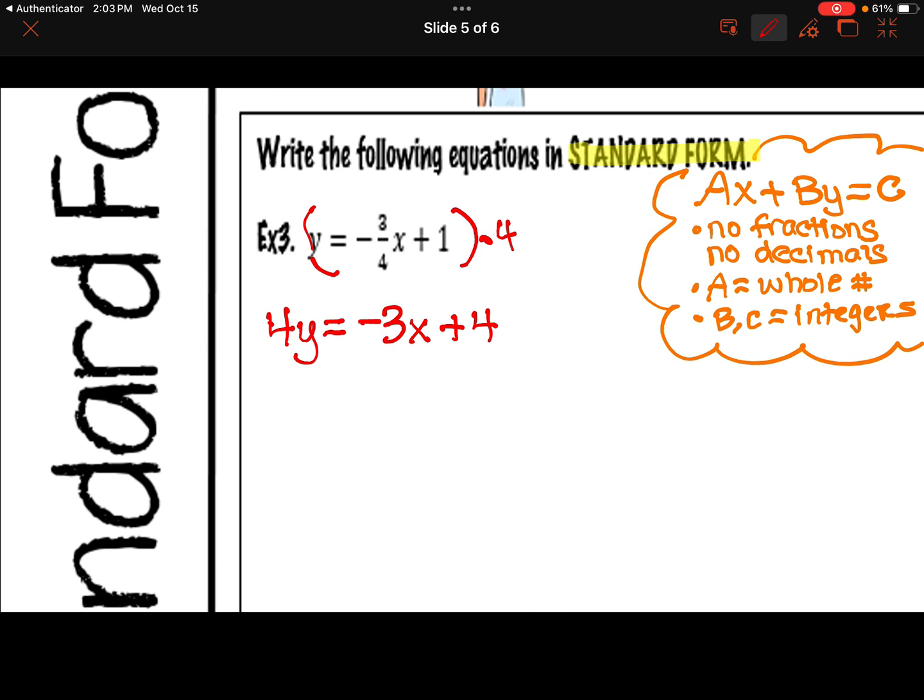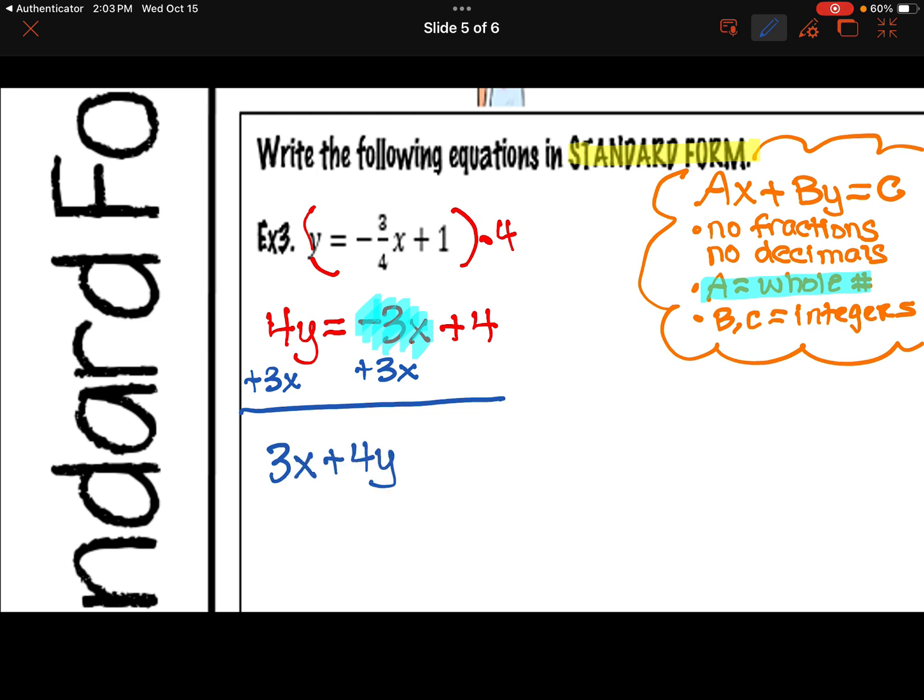And how I decide on which I'm going to do is I look right here. And right now my a value is negative, but I know that I need my a value to be a whole number. So if a would have been positive, I would have kept it where it was. But because a is negative, I automatically know I need it to become positive anyway. So let's go ahead and move the 3x to the other side. So now I've got 3x plus 4y equals 4. And now I have it in standard form.